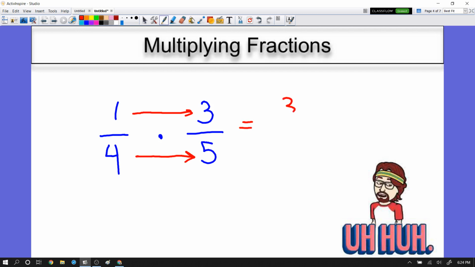1 times 3 is 3. 4 times 5 is 20. You could always check on your multiplication chart to see if that answer is the most simplified, if it's reduced as far as it can go. You're going to notice that you will not find 3 over 20 because it is simplified as far as it can go. So with these basic ideas, once we get these down, we can expand and go farther.